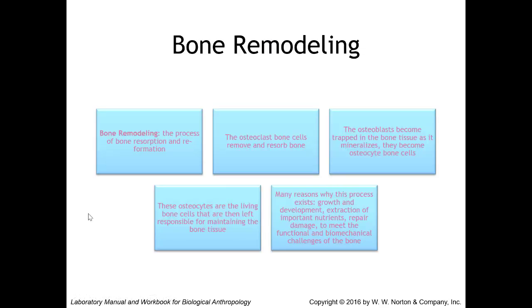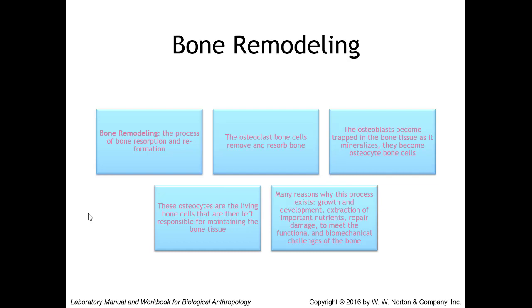Okay, so bone remodeling. Our bones are constantly resorbed and reformed all the time. Approximately every 10 years, our skeleton is completely replaced by brand new bone tissue. So bone remodeling is that process of bone resorption and reformation. The osteoclast comes in and it removes and resorbs the bone, right? I think of the osteoclast as like those steel wool sponges that come in and scrub it all away and eat at it, right?